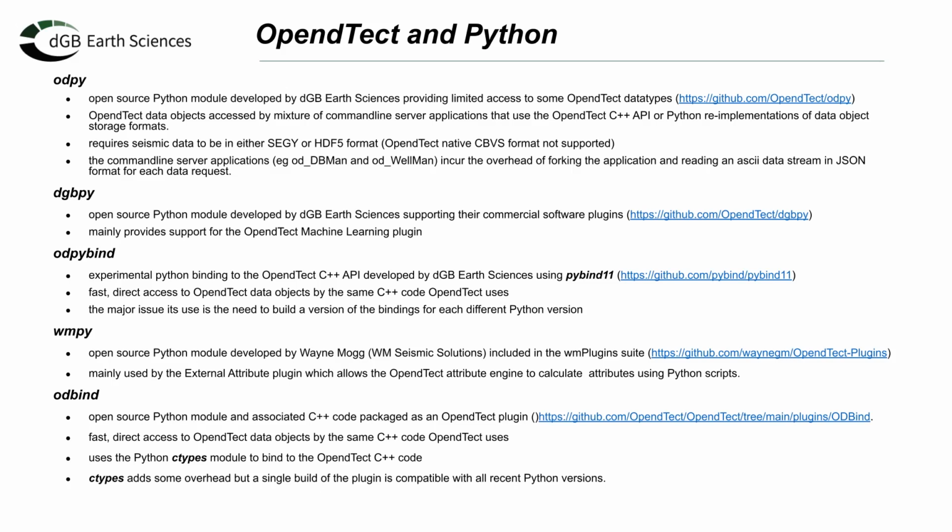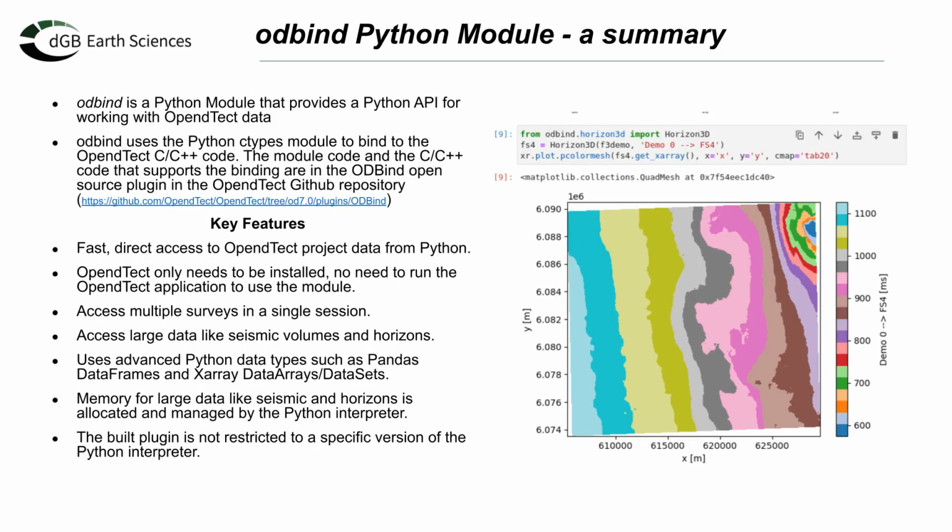It is an open source Python module and associated C++ code packaged as an OpendTect plugin. Like the earlier binding, it provides fast direct access to data using the OpendTect C++ code. It is simpler to build, package, and use as a single plugin binary is compatible with all recent Python versions after and including 3.7.